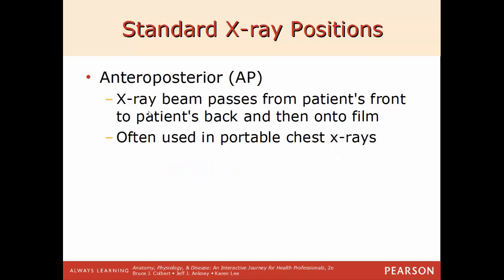Opposite of that would be the AP position, antero-posterior. You're putting your back against the film or against the column and getting the front of your chest X-rayed. The X-rays are going from the front of you, the anterior portion, through you to behind you, to the posterior section. So it's going into your chest and then out of your back. That's why it's antero-posterior.